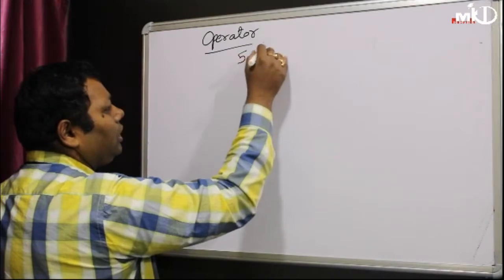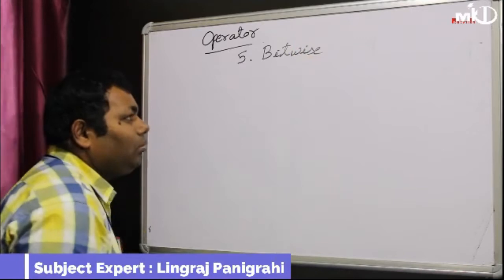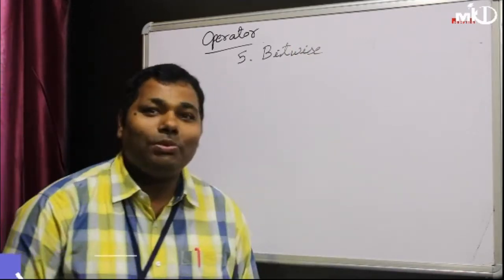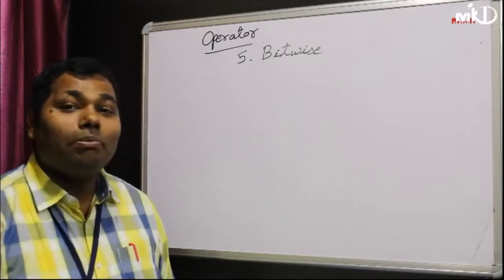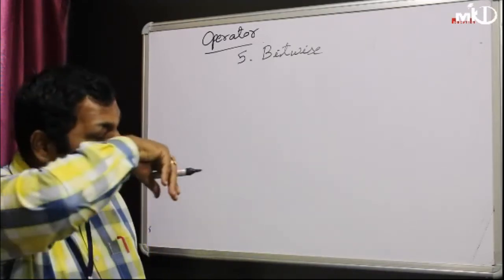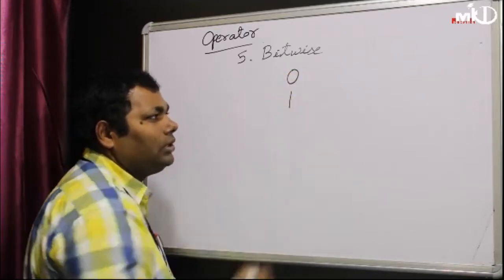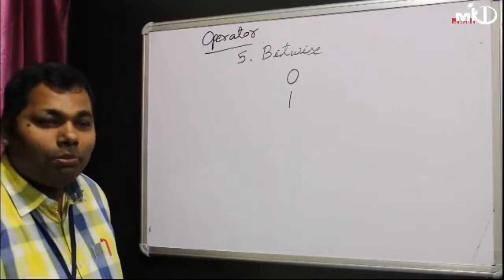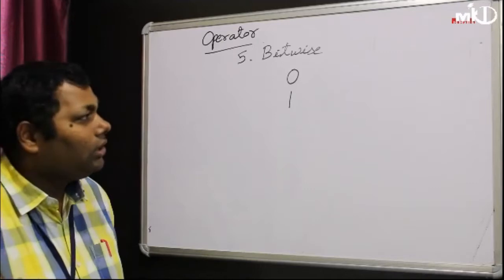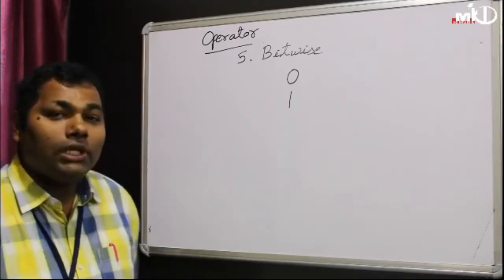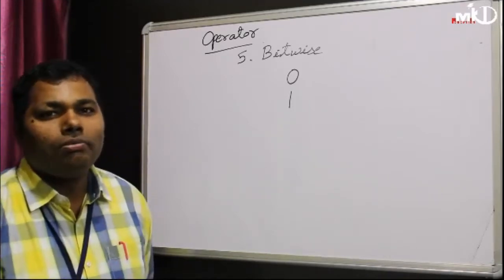The next operator is the bitwise operator. Bitwise, bit means, what is it? Binary. Okay? Bit means binary. Clear? So binary means either 0 or 1. So the value of a bit is either 0 or 1. So bitwise operators are used to do the operation on the binary level of a value.